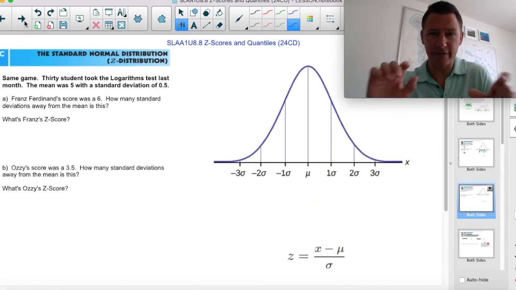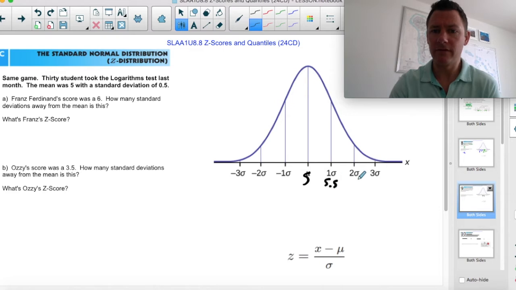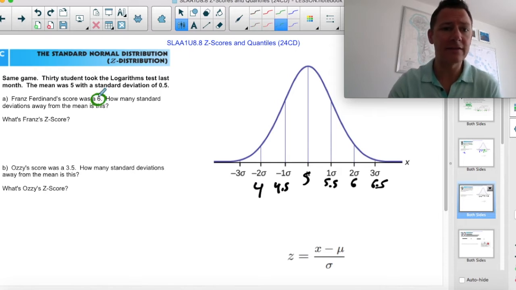Play the same game with slightly modified numbers. Mean is 5 still, but the standard deviation is 0.5. So this is 5.5, this is 6, this is 6.5, right? This is 4.5, this is 4. Franz gets a 6. What's his z-score? Well, 2, because he's 2 standard deviations above the mean.